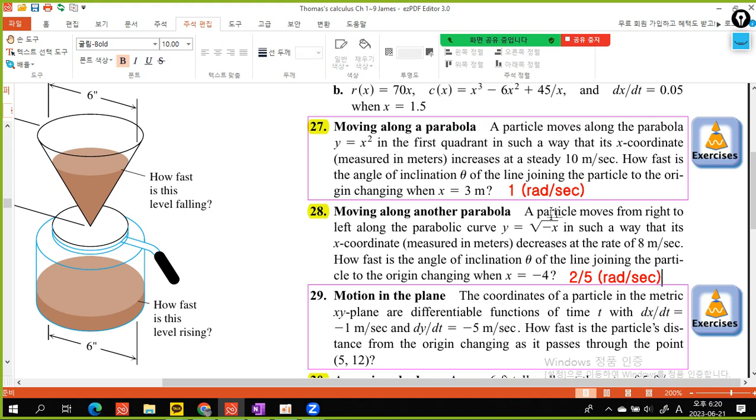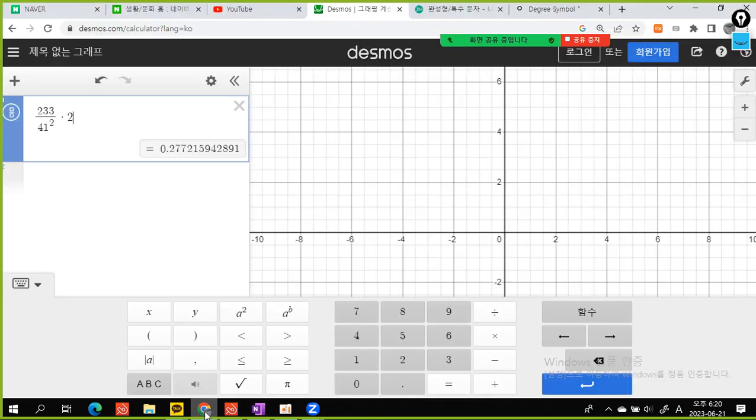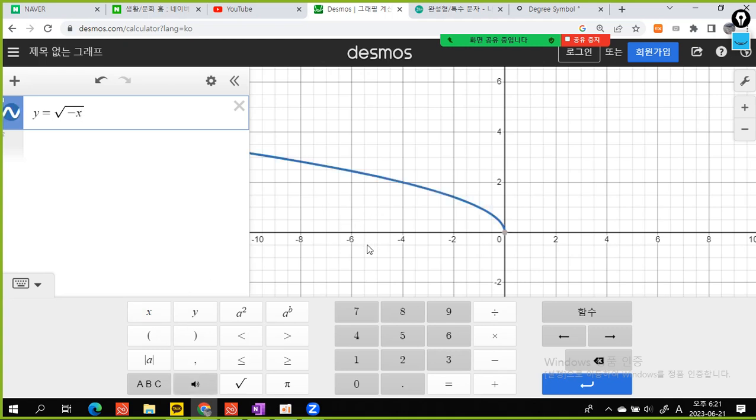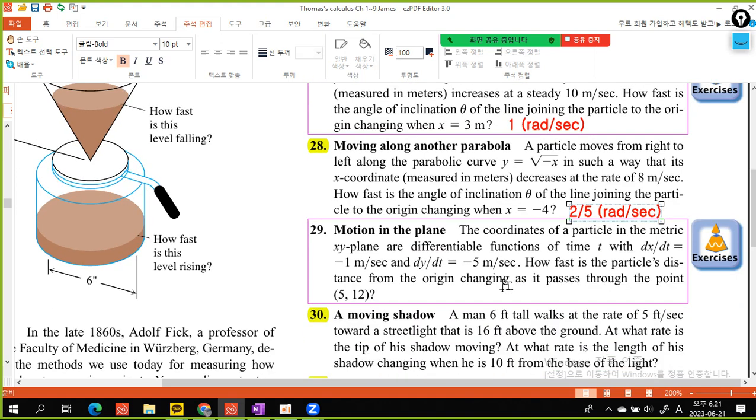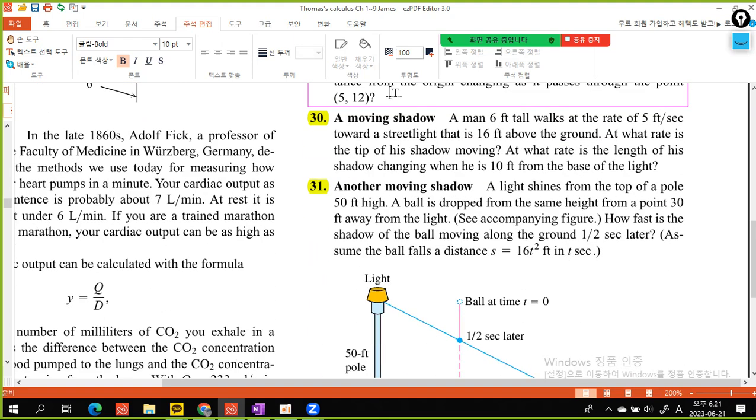So if we make the graph of this equation, and when x is going this direction, I should say the angle is increasing, even though it's going away. Yeah, and a moving shadow.